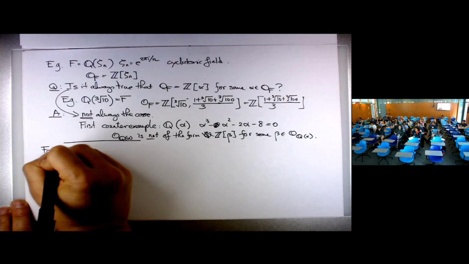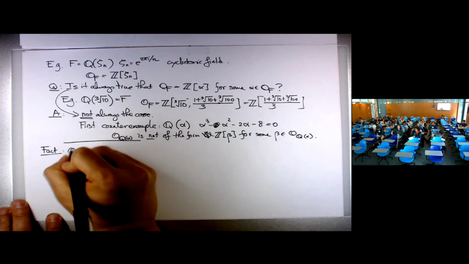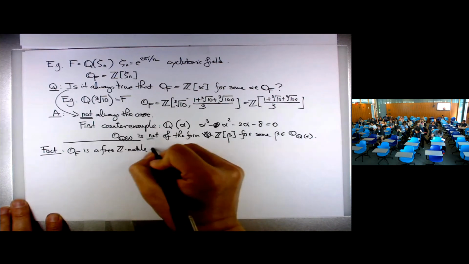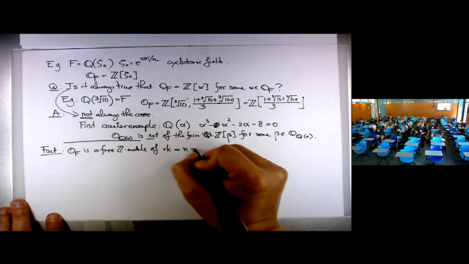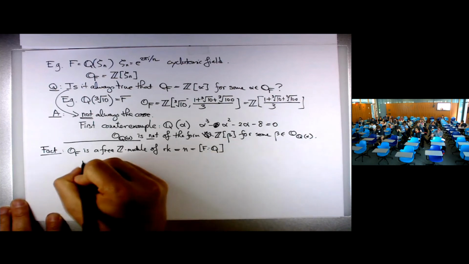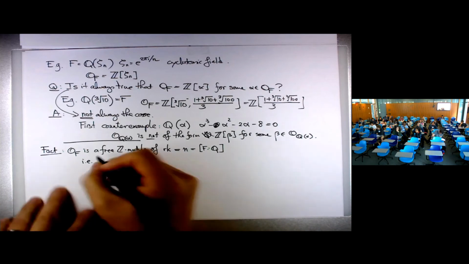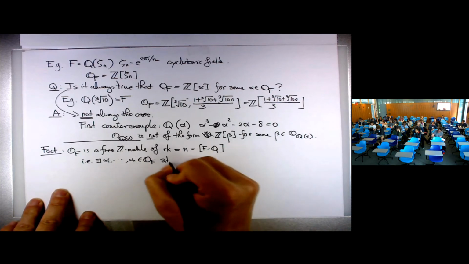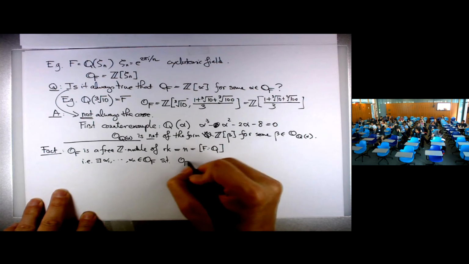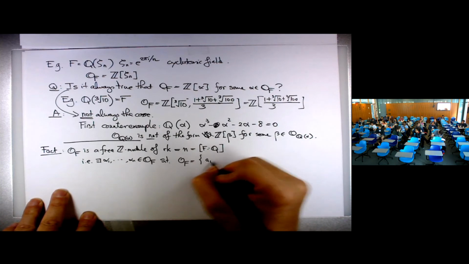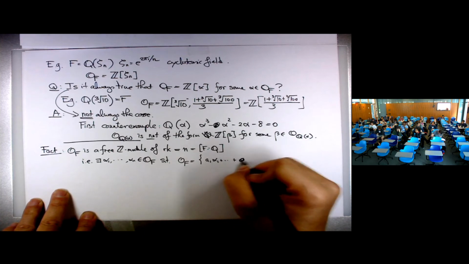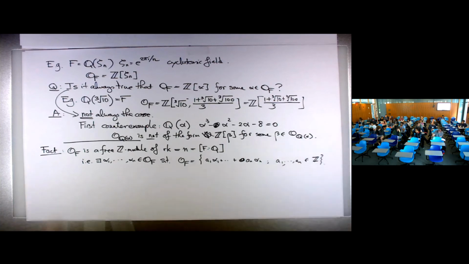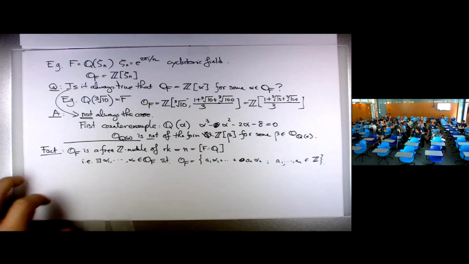But what is true is a basic fact of OF: OF is a free Z module of rank equal to n, which is the degree of the extension. By that, I mean that you can find alpha 1 to alpha n in the ring of integers such that OF is equal to a1 alpha 1 plus through an alpha n, where a1 through an are in Z.